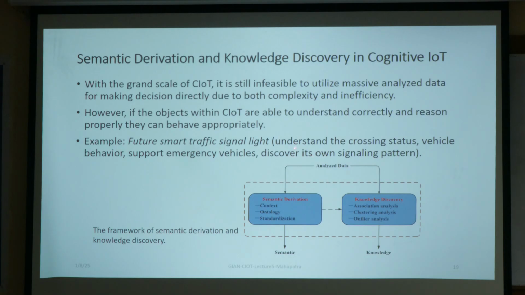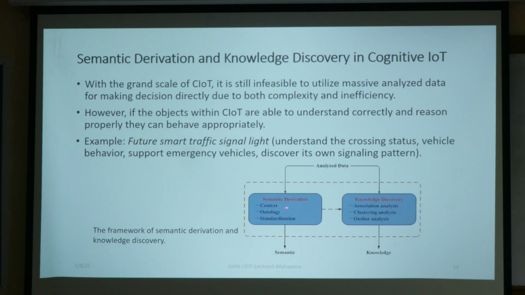This is an example showing they have a lot of data to process before they can make future traffic smart. Typically, the framework of semantic derivation and knowledge discovery looks like this. They get analyzed data, and they divide it into two types: semantic derivation and knowledge discovery. Each one is processed in its own way.